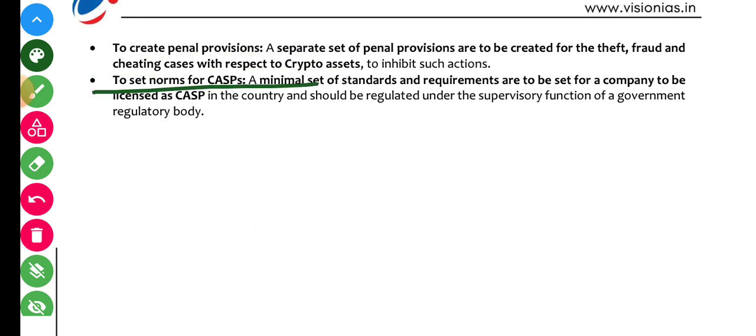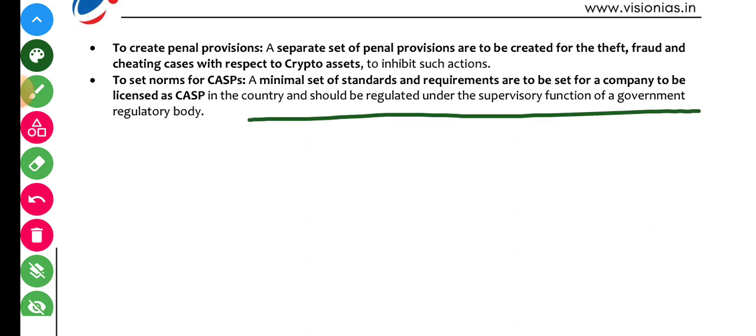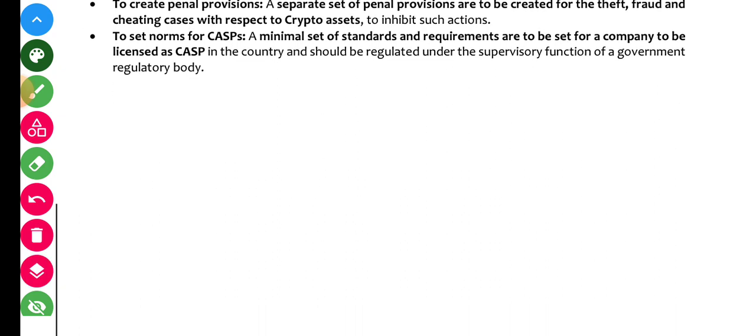To set norms for CASPs, a company should be licensed as a CASP in the country and regulated under the supervisory function of a government regulatory body. So keep this in mind.